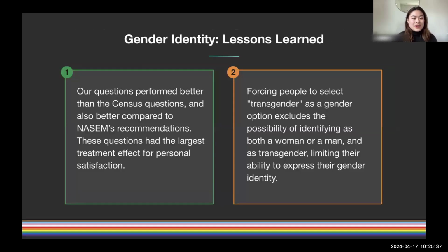And now for lessons learned from asking gender identity, these questions had the largest treatment effect for personal satisfaction, and we really do believe that it's because we split up the trans status and gender identity questions, and also because we used more inclusive response options. Forcing people to select transgender as a gender option excludes the possibility of identifying as both a woman or a man and as transgender, which limits their ability to express their gender identity.